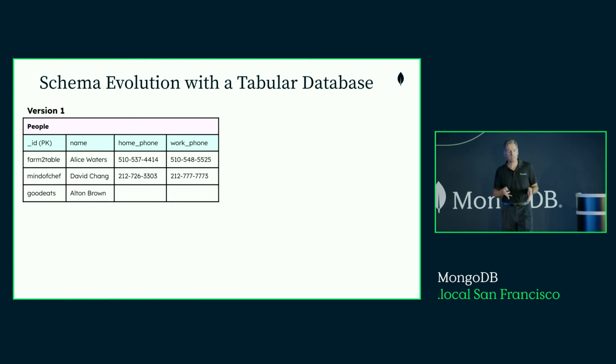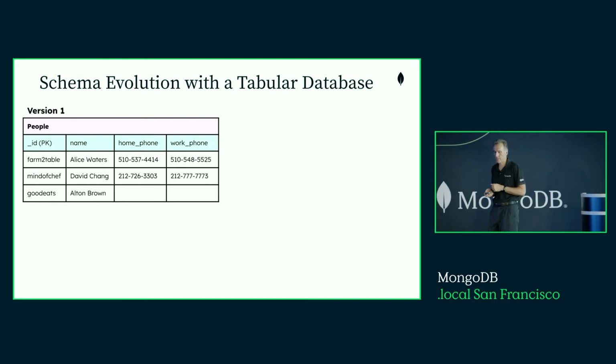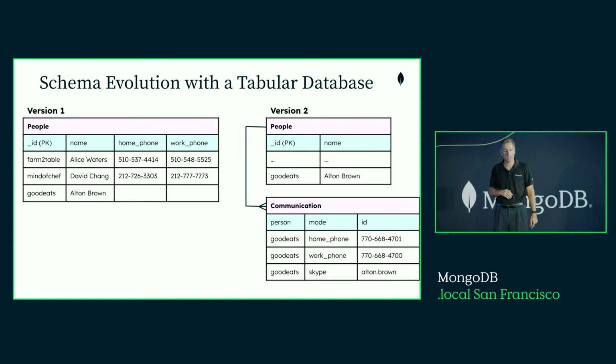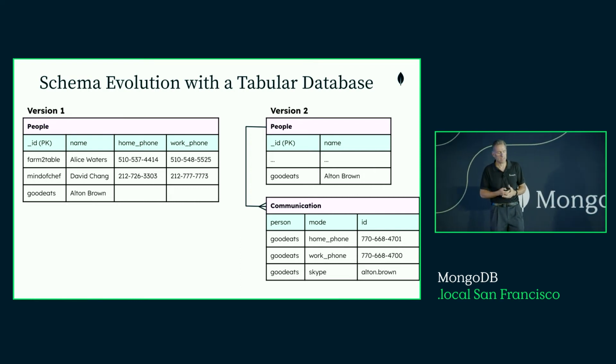So we have this table of users. And again, going back to our introduction, they have a home phone and they have a work phone. Now comes a new user. Here we have Alton Brown. Alton has a Skype account. He has a WhatsApp account. He has a bunch of accounts like that. And we realize that this is not scalable. We can't just be adding columns. We're going to do something a bit more flexible.